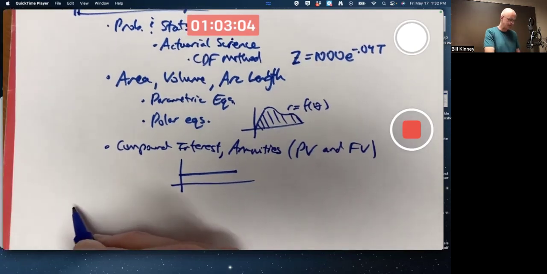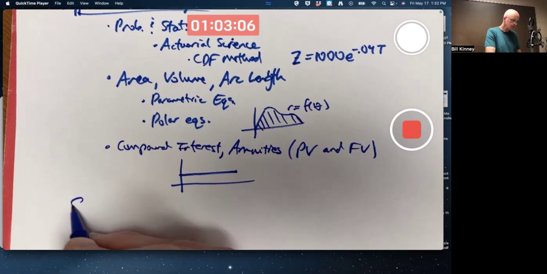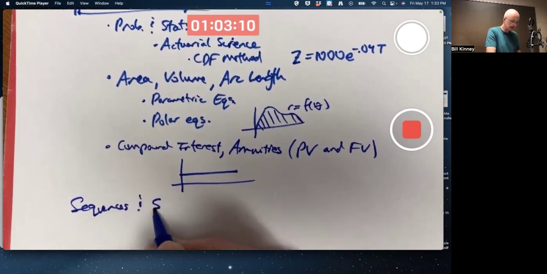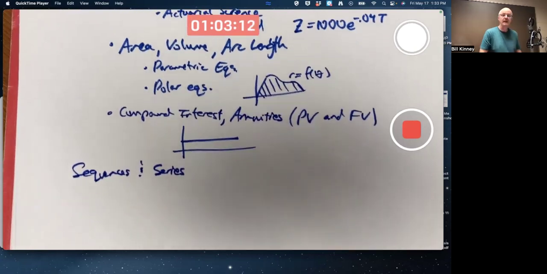Chapters 9 and 10 were sequences and series, including the very special series, geometric series, and other special series, power series, and Taylor series.